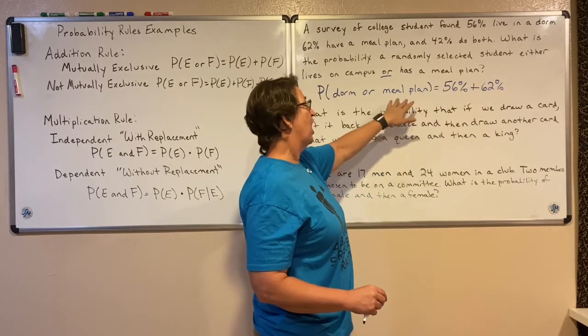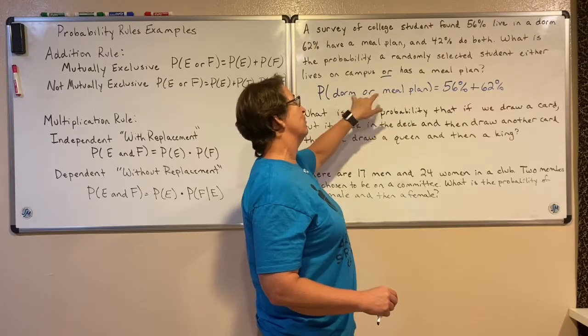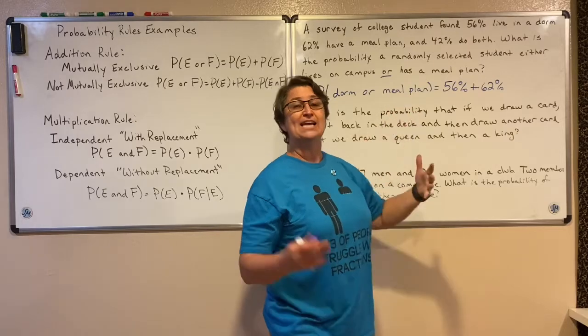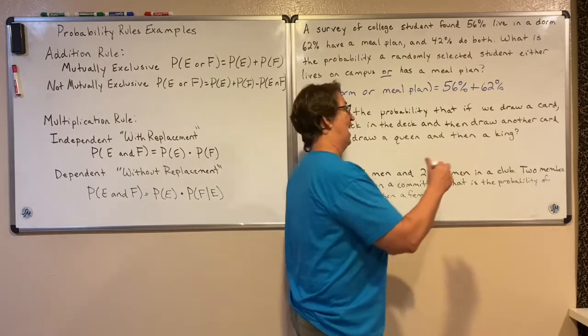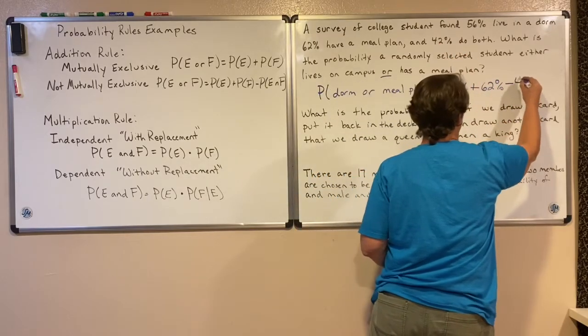Well, these are not mutually exclusive. They can be in a dorm and have a meal plan at the same time. So therefore, I need to subtract their overlap. And in this case, the overlap is the 42%.